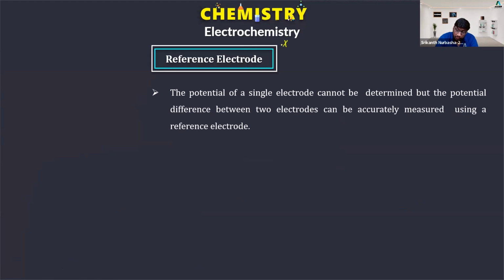Reference electrode. The potential of a single electrode cannot be determined, but the potential difference between two electrodes can be accurately measured using a reference electrode. That means, as I have given the example, like there are two classes.